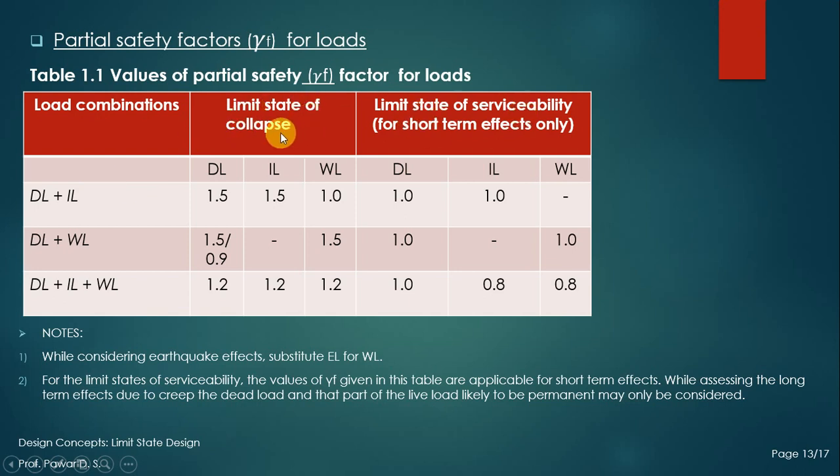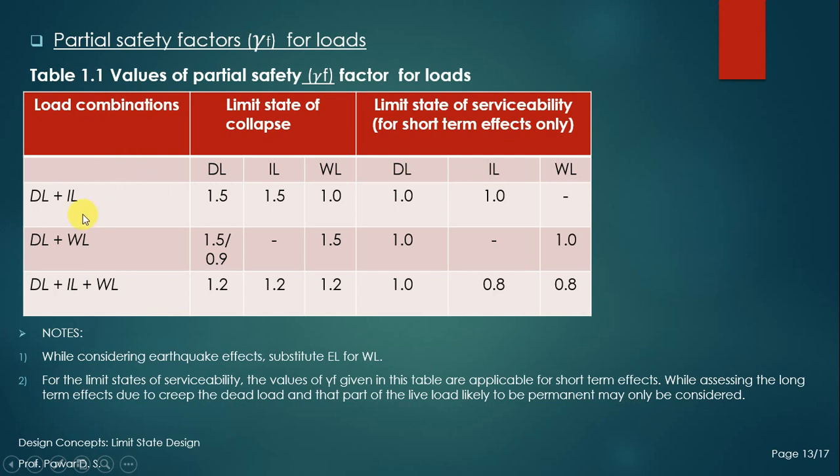Already I have told you, the limit state of collapse is considered as flexure. So the limit state of collapse means flexure, torsion, shear. These types of failure come under the limit state of collapse, and the limit state of serviceability is nothing but deflection, cracks. So for different types of load combinations, they have given different values.